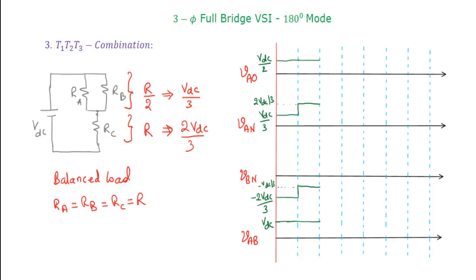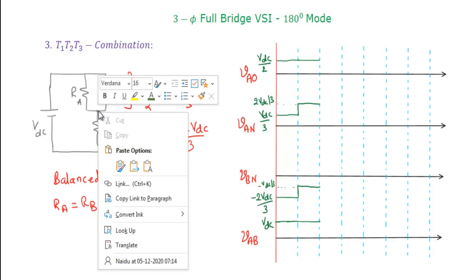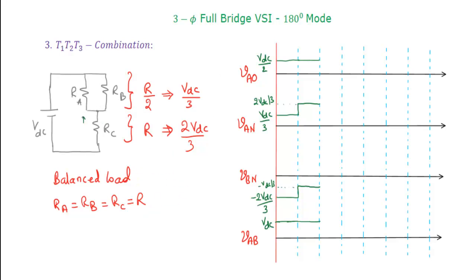Now if you consider the neutral point here, the parallel combination will always have the lesser voltage, VDC by 3, but it is positive because it is connected to the positive end of the source. The single combination, that means a single phase, will always get the more voltage, 2 VDC by 3, but it is negative with respect to neutral. So in this case, phase A and phase B will get the same voltage, and phase C will get a different voltage.